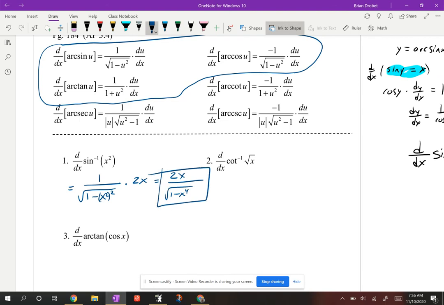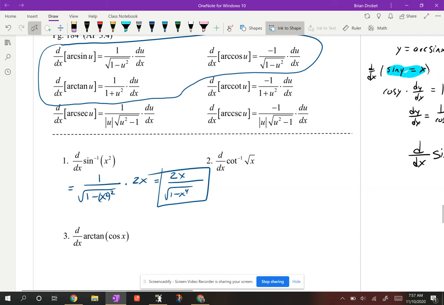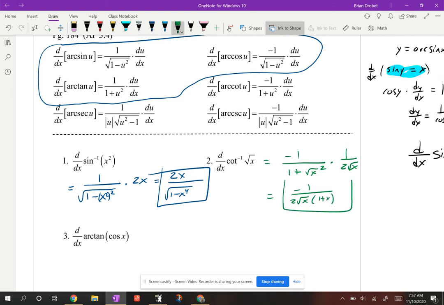So there you go. How about the derivative of inverse cotangent? Well, we'll just follow the formula right here. So that is going to be negative 1 over 1 plus u squared times du dx. So that looks like negative 1 over 2 radical x, 1 plus x. So you're just following the formulas here.